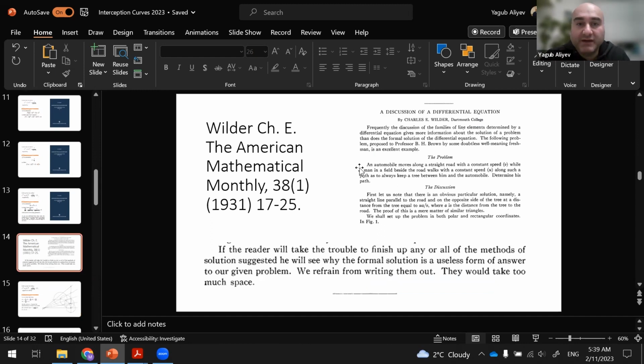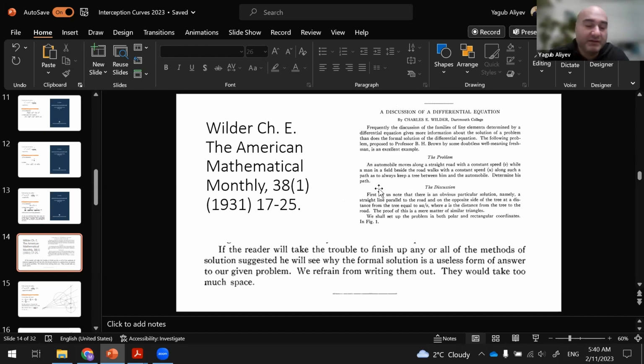So about Wilder's paper, he asked this interesting question. Let me read this question. This question was asked by some doubtless well-meaning freshman to Professor Brown. An automobile moves along a straight road with a constant speed, while a man in a field beside the road walks with a constant speed along such a path as to always keep a tree between him and the automobile. Determine his path.